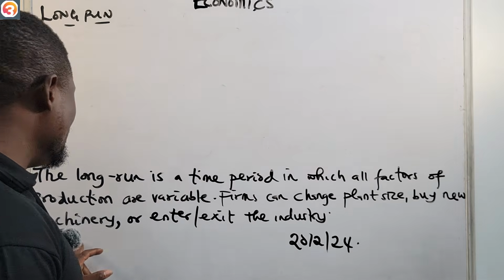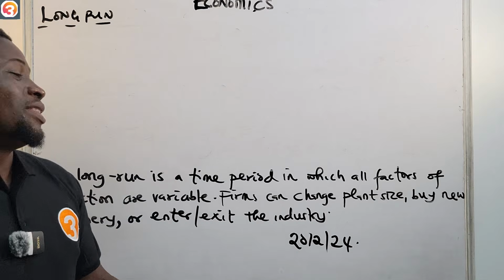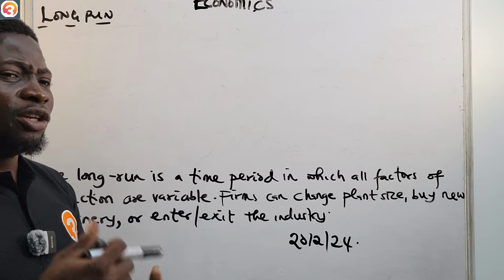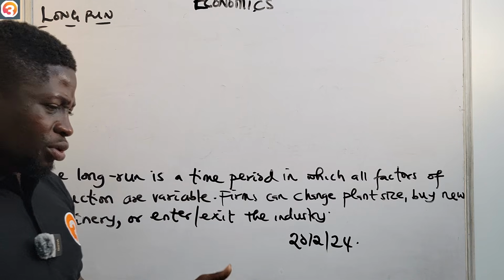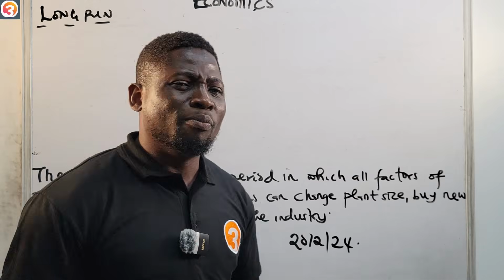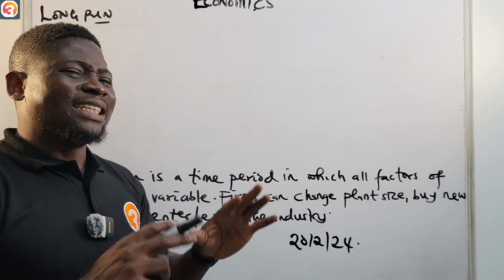You can buy new machinery. You can even enter or leave the industry. That is what long run production is. So in the long run, you have enough time to say you want to build a new factory, you want to buy more machines, you want to do whatever you want to do. That is the long run.